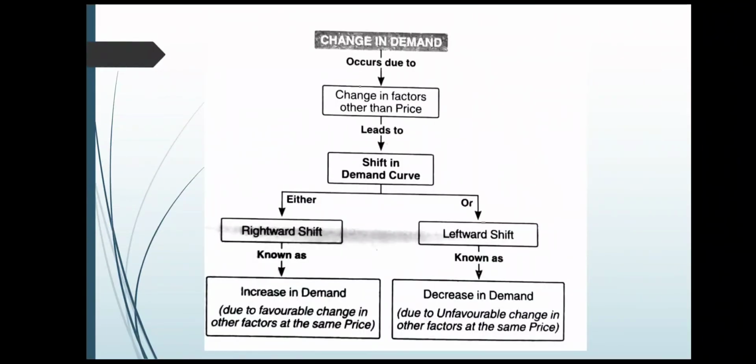So today we have studied about change in demand which occurs due to change in factors other than price, and it leads to shift in demand curve. Either a rightward shift is there or a leftward shift. Rightward shift is known as increase in demand, and it is caused due to favorable changes in other factors at the same price. Leftward shift is known as decrease in demand, which is caused due to unfavorable changes in other factors at the same price.